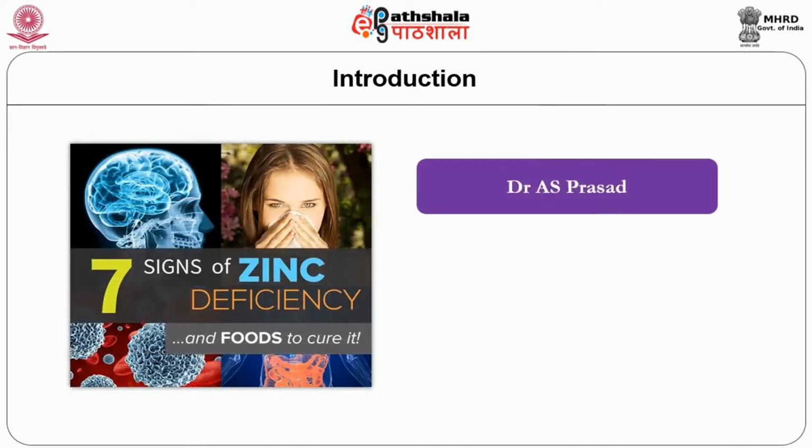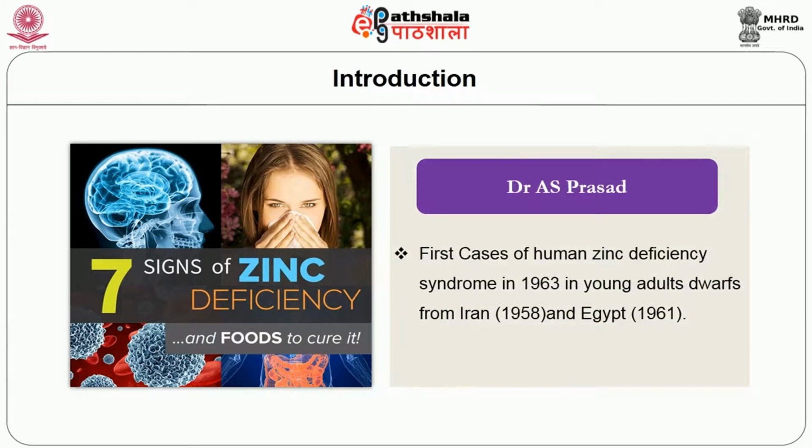Coming to the discovery of this metal for human survival, it was discovered by Dr. A.S. Prasad. He was investigating the deficiencies of this among Iranians and Egyptians in 1963.